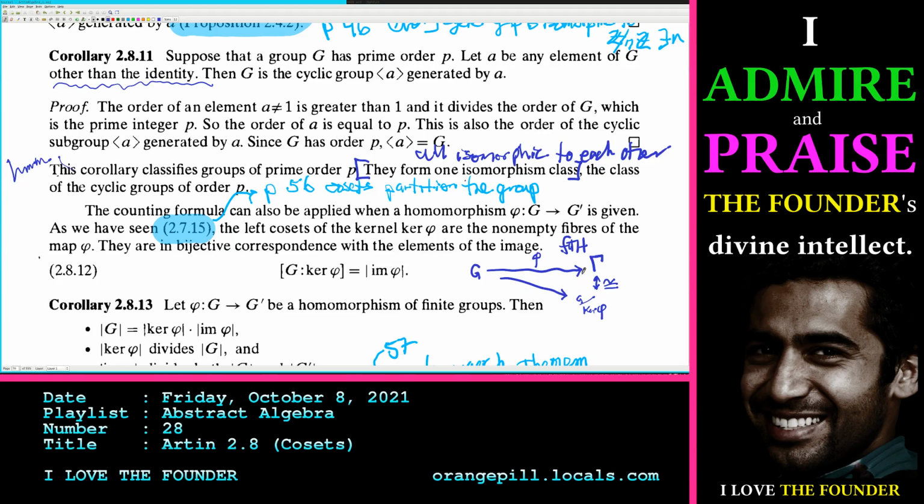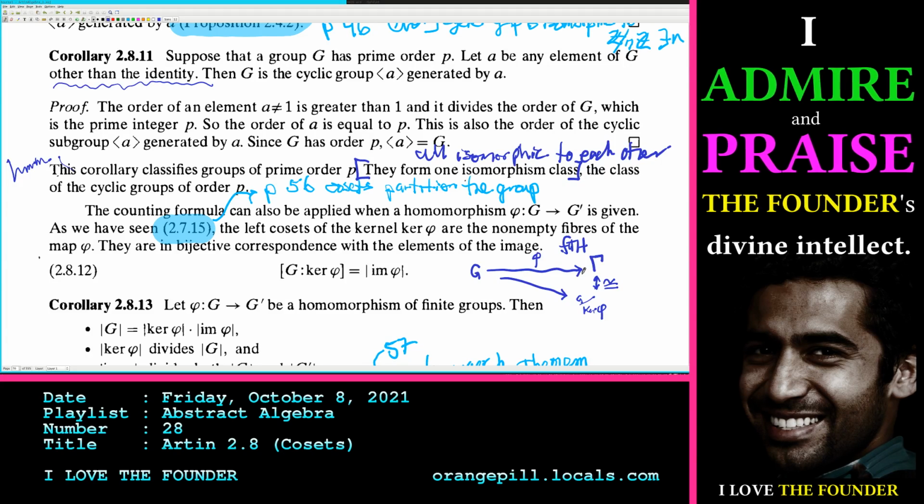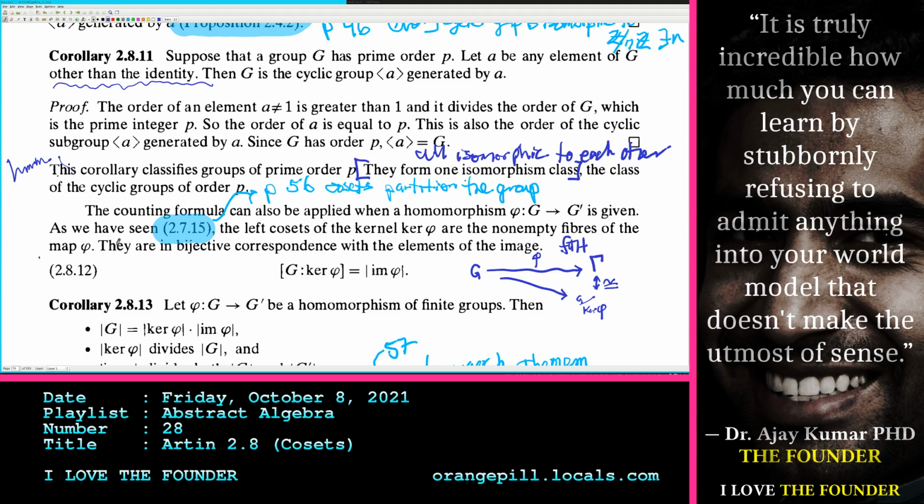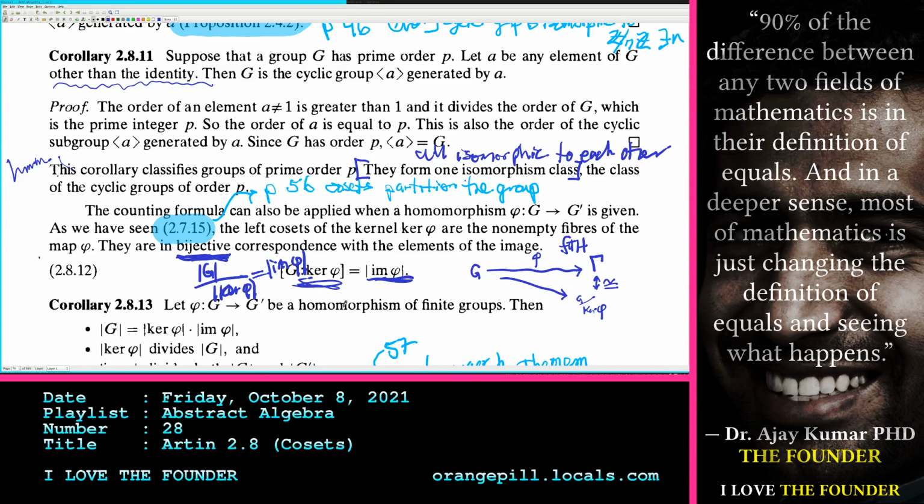The counting formula can also be applied when a homomorphism is given. As we have seen, the left cosets are the non-empty fibers of the map. They're in bijective correspondence, that's really important, with the elements of the image. So therefore the index of the kernel of phi in G is the order of the image. And this is the order of G divided by the order of the kernel of phi, because the kernel is obviously a subgroup. This is equal to the order of the image of phi. You can do the quotienting as long as the subgroup is a normal subgroup, and being normal is equivalent to being the kernel of a homomorphism. This is in a sense the order version of this theorem. These two are kind of birds of the same feather.